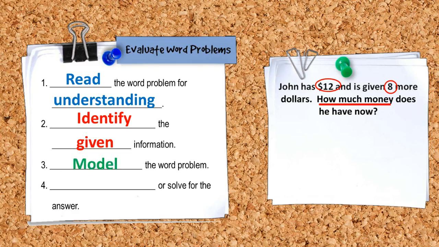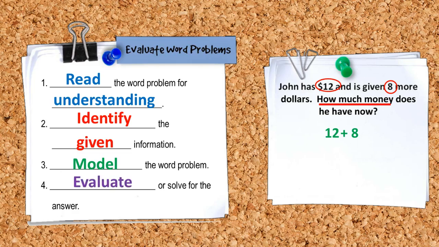Step 3, we're going to model the word problem. In grade school and middle school, this could have been doing individual operations. It could have meant drawing a picture. In this case, we need to make an algebraic expression. I have $12. Actually, John has $12. And then he's given 8 more. Well, 8 more, we already know that sounds like addition. So I'm going to add 8.